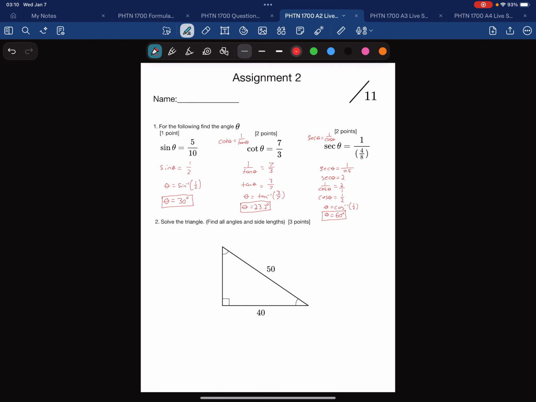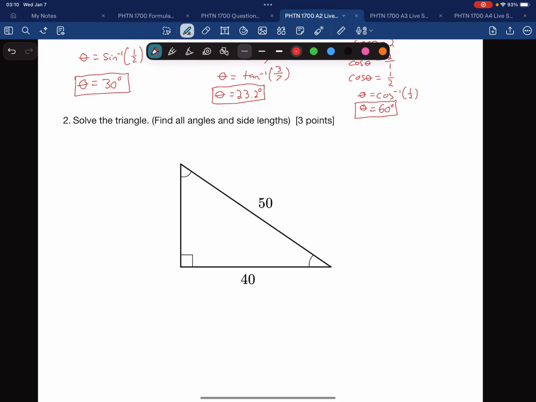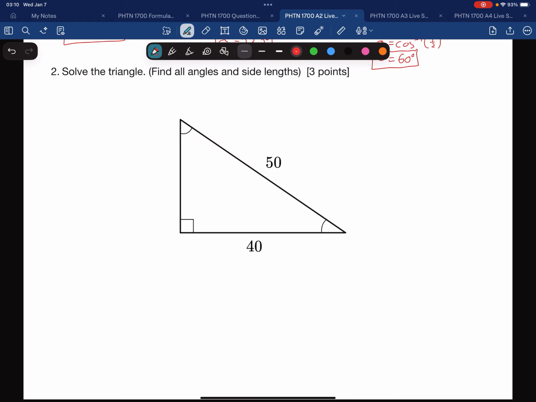So that was question 1. Question 2, solve the triangle. Just find all angles and side lengths. So first I'm going to go ahead and find the last missing side length here. I'm going to call that side A, and I'll call this angle A, and I'll call this angle B. So those are the 3 that are missing.